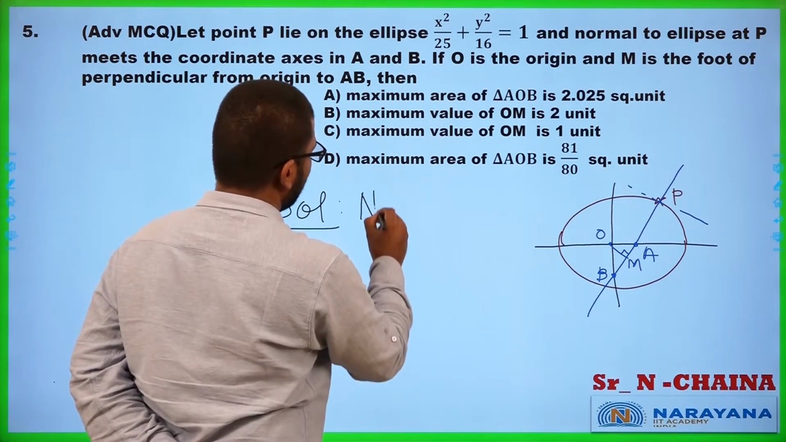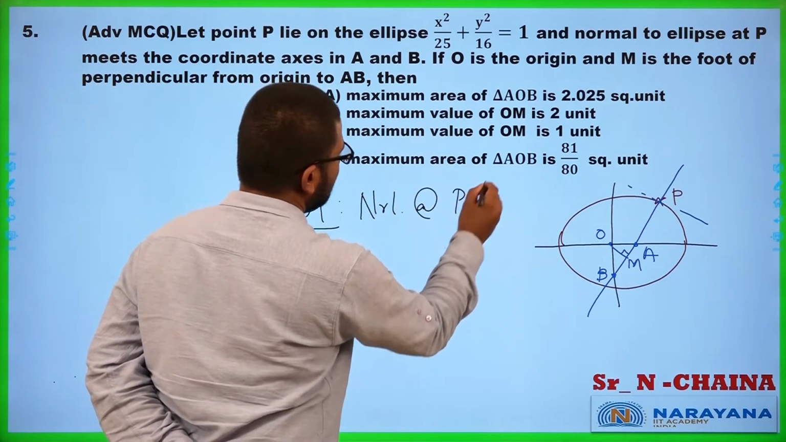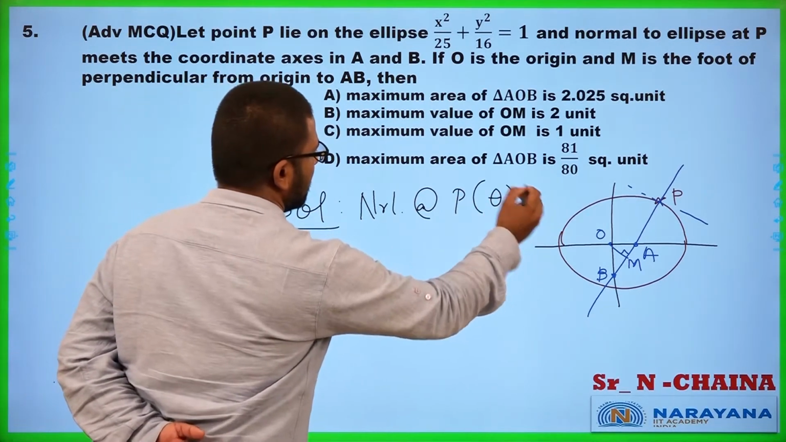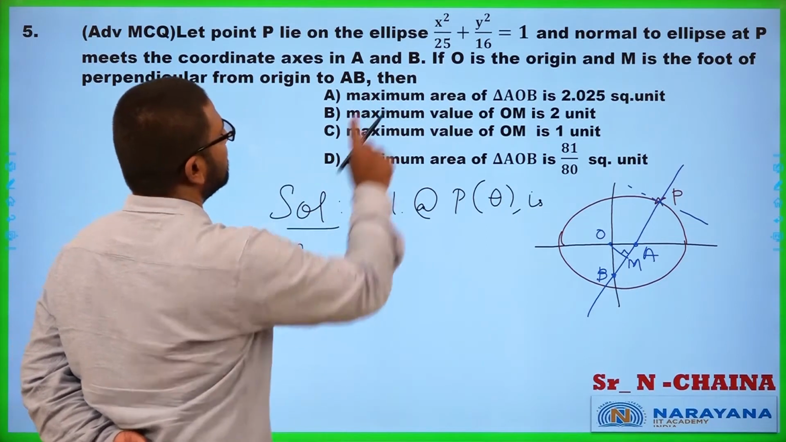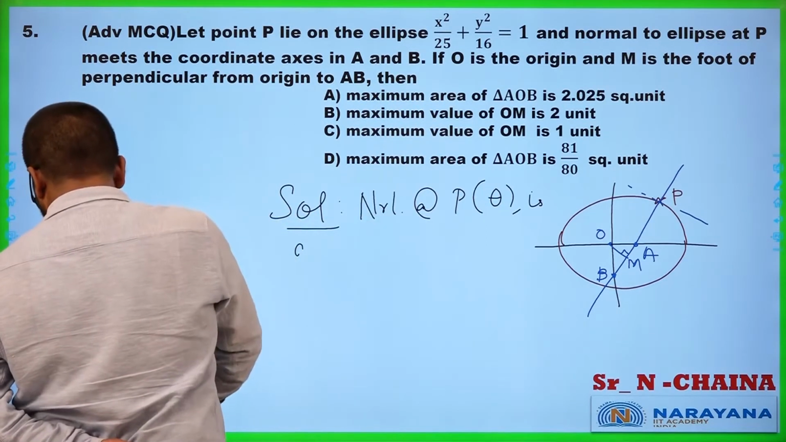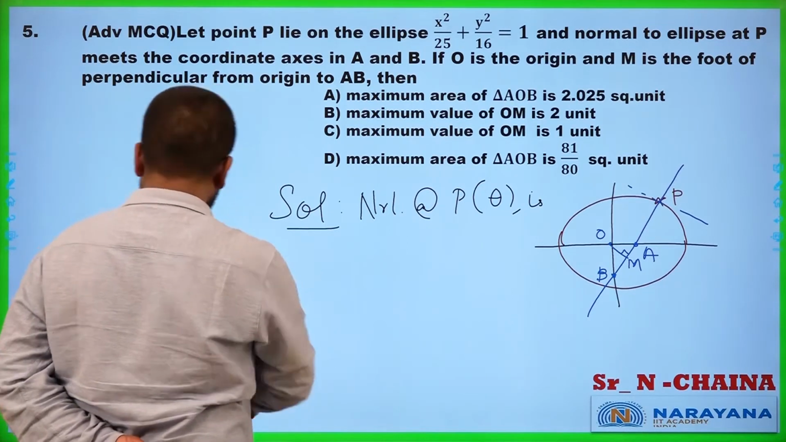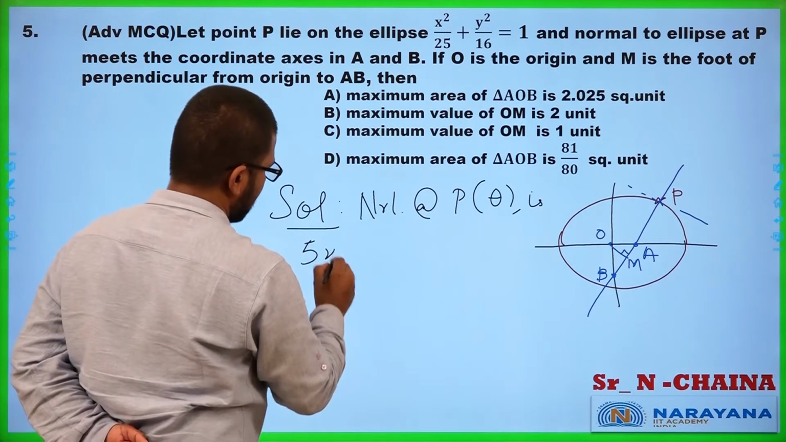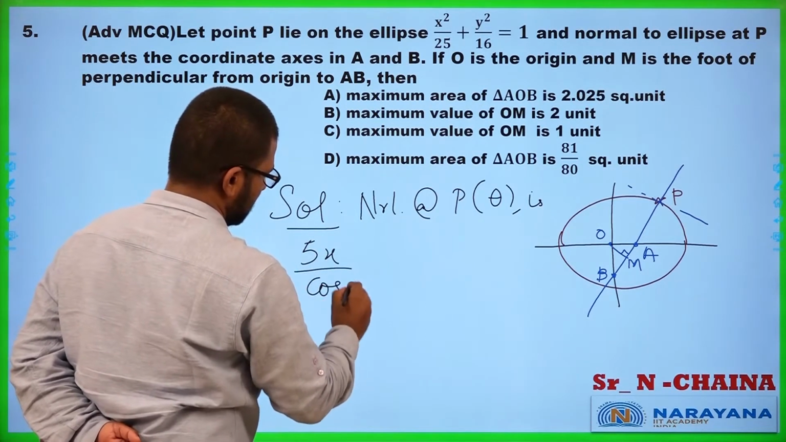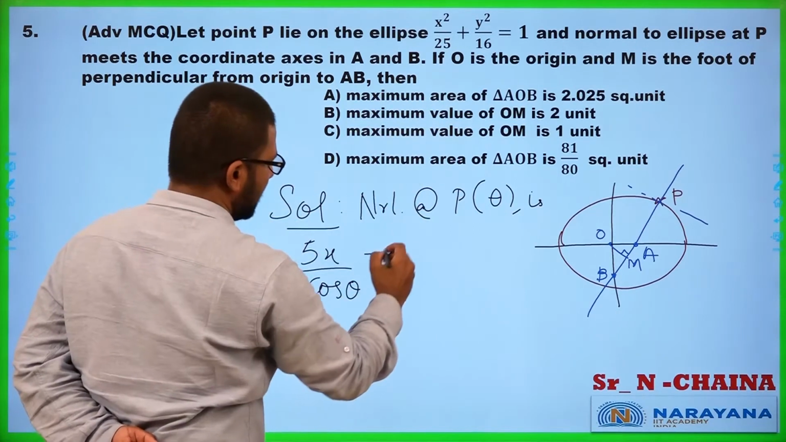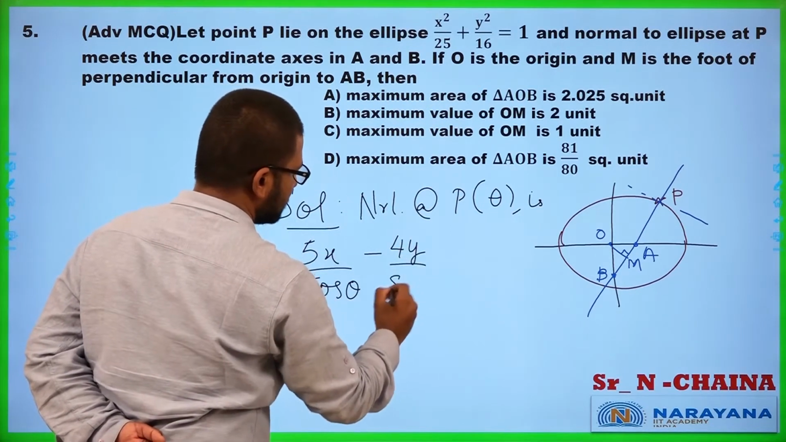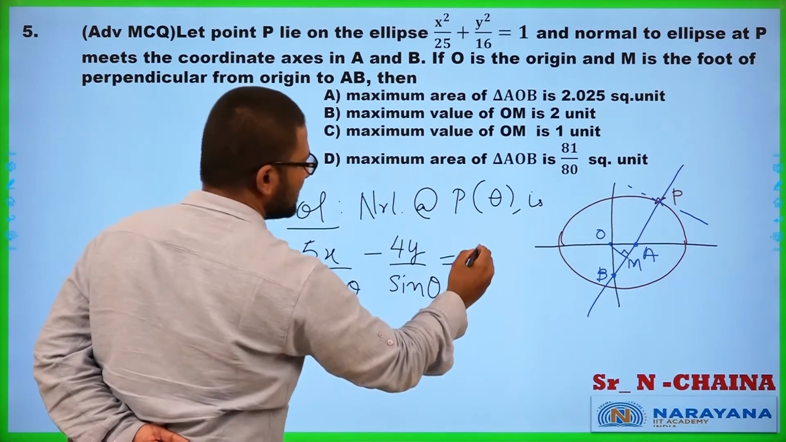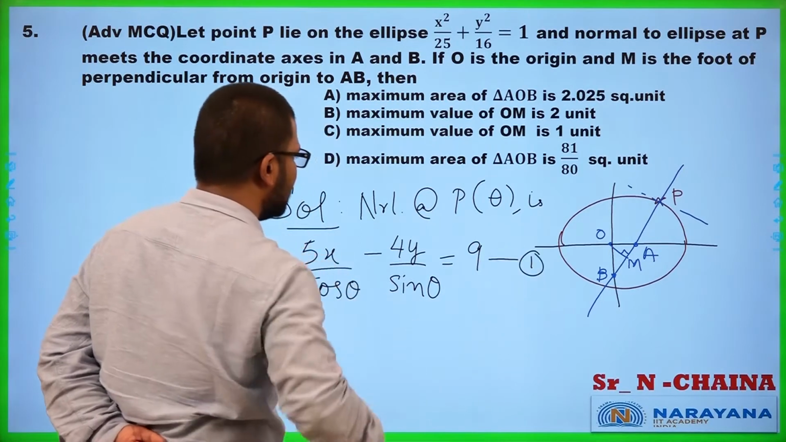So the equation of the normal at any general point P, let us use the parametric form. It is ax over cos theta minus by over sin theta equals a square minus b square. But what is a? a is 5. So let us directly write 5x by cos theta minus 4y by sin theta equal to a square minus b square, so 25 minus 16, therefore 9. Let us call that equation 1.